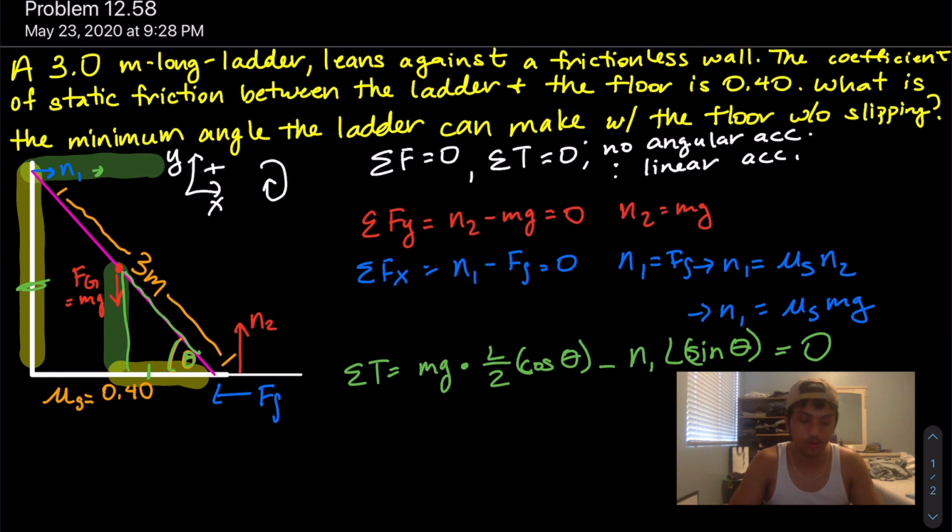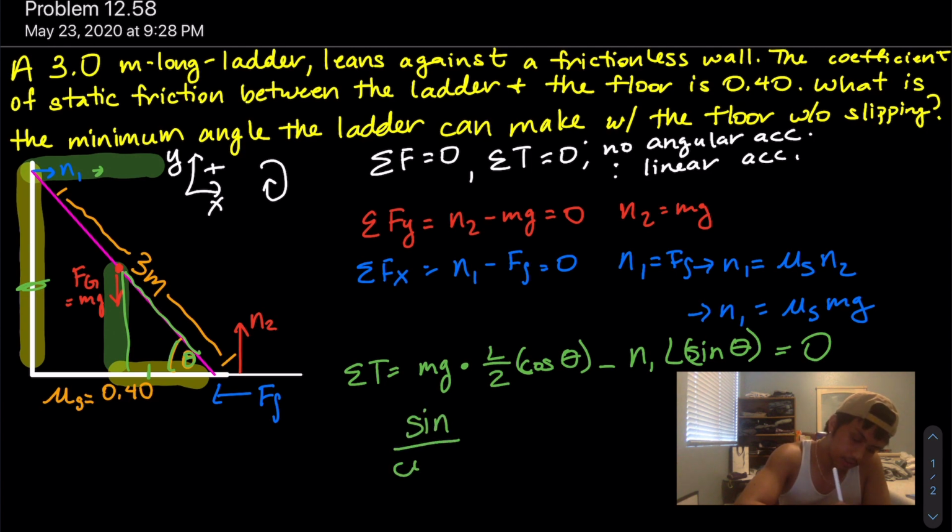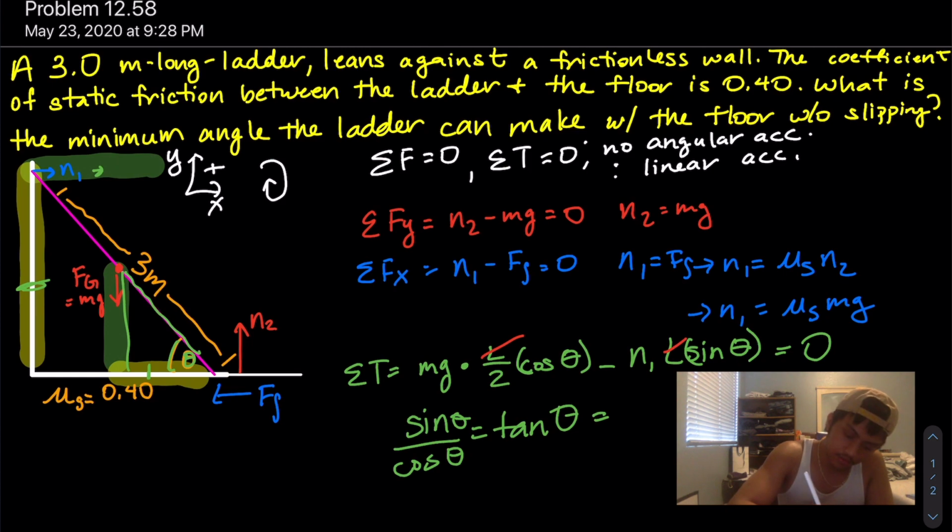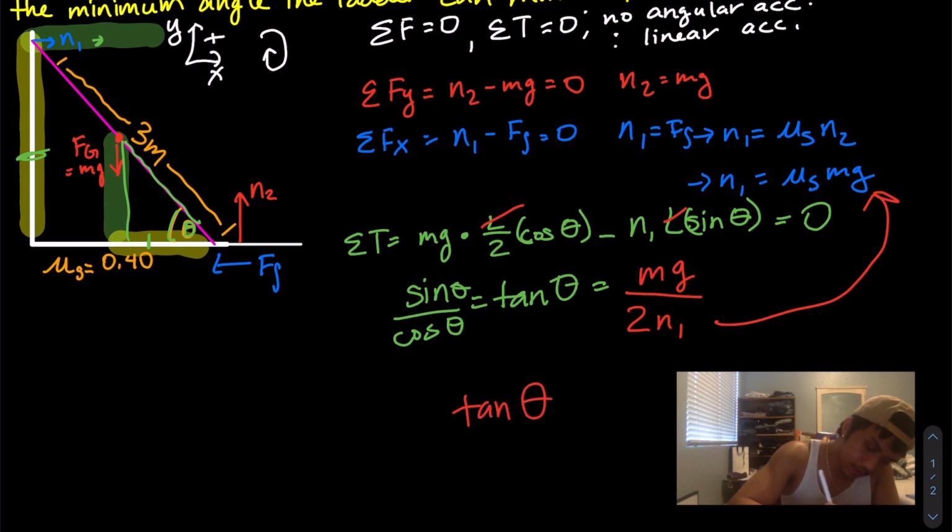To find the angle, we have to get sine and cosine on the same side, so it makes a tangent. Sine theta over cosine theta equals tangent theta. And then we have everything else left over. A good thing about this is that the L's would cancel. So we're going to be left with mg over 2 N1. And if you recall from earlier, N1 is also the same as this. So your tangent theta equals mg over 2 times the coefficient of static friction times mg.